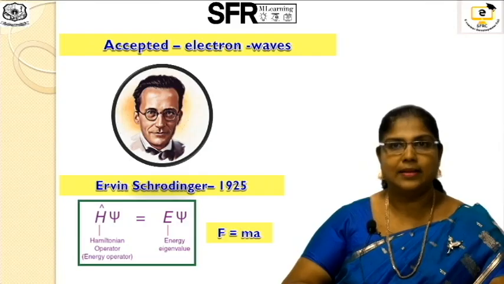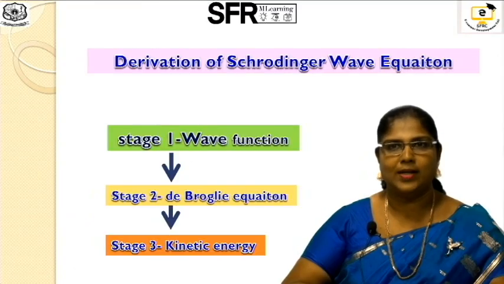And this H is the Hamiltonian operator. This is a collection of mathematical operators that will explain the state of an electron at that position. And E is energy, and psi, which is a Greek letter, is the wave function. As we all know, F is equal to mass into acceleration, which is applied to the Newtonian system. The Schrodinger equation is applied to the quantum system, quantum states.